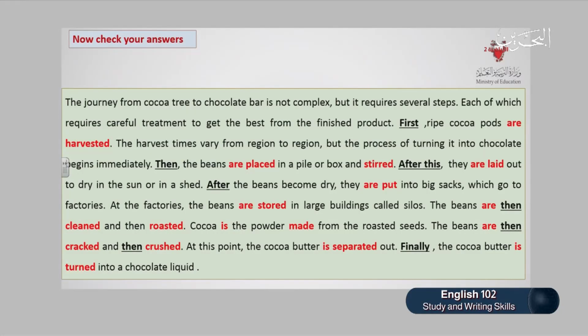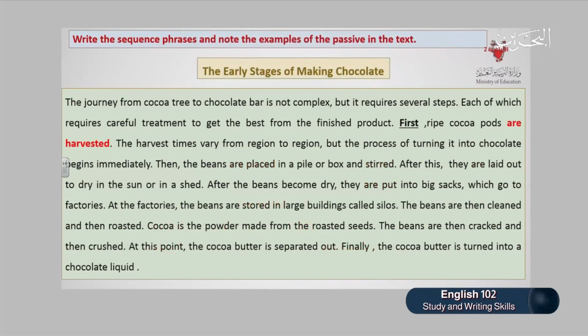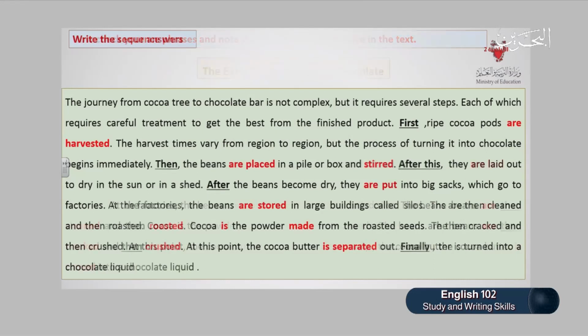Let's read the paragraph all together and check our answers at the same time. So, the title: The Early Stages of Making Chocolate. The journey from cocoa tree to chocolate bar is not complex, but it requires several steps, each of which requires careful treatment to get the best from the finished product.